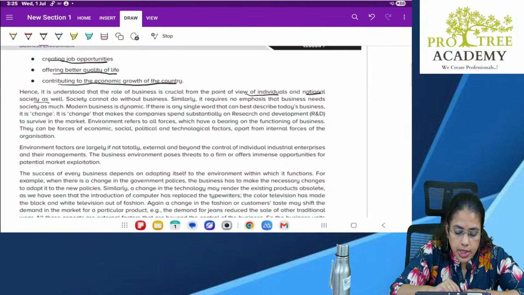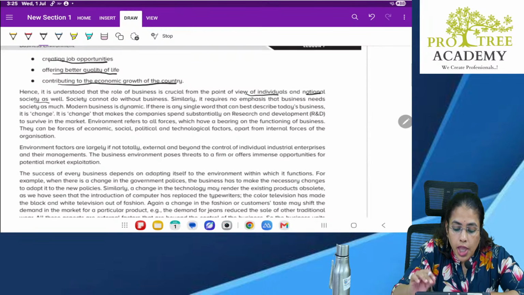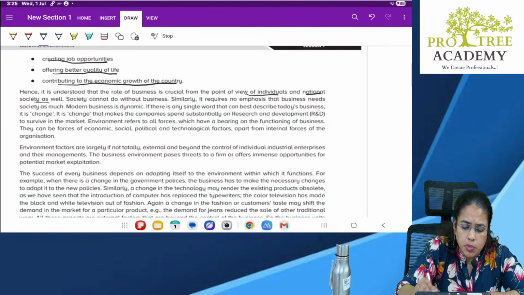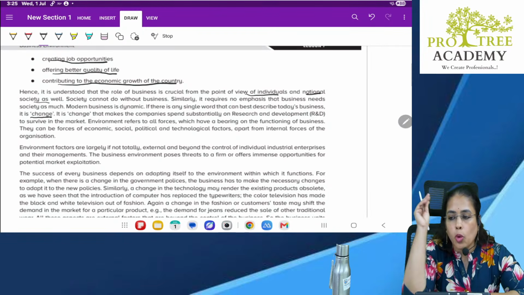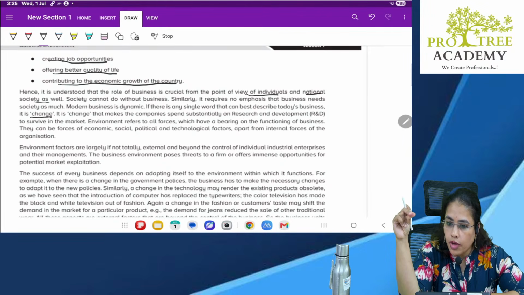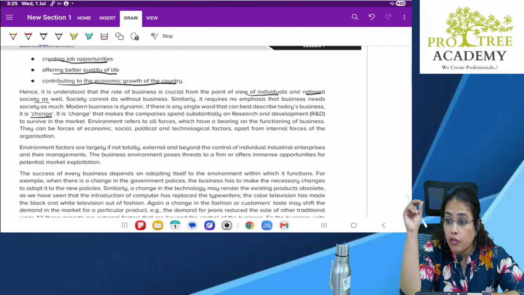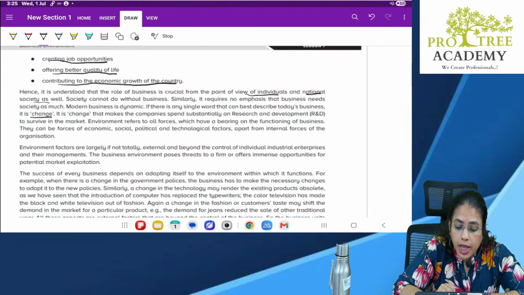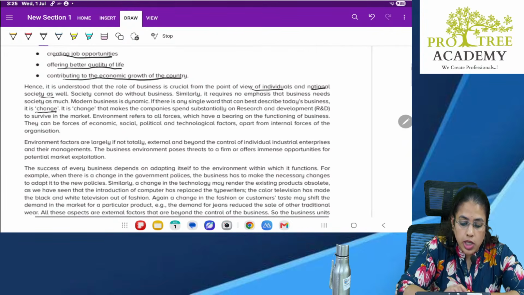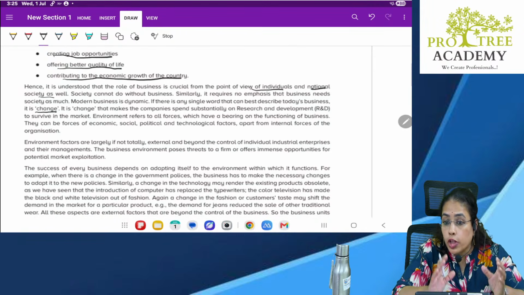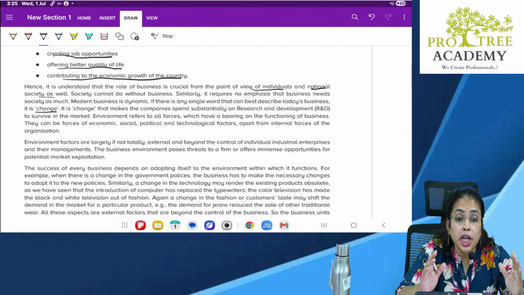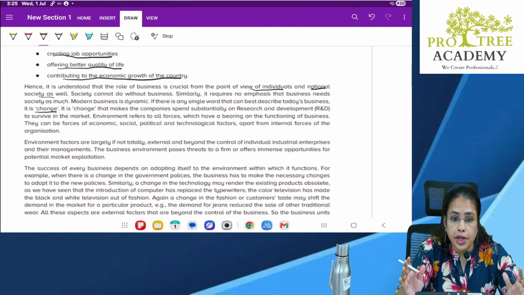Okay. Modern business is dynamic. If there is any single word that can best describe today's business, it is change. So modern business, every now and then things are just changing like anything. So one dynamic word you can give for business is what? Change. Every time it keeps on changing. That makes the company spend substantially on research and development, that is R&D, to survive in the market. So for that sake, businesses are spending in crores to do R&D.